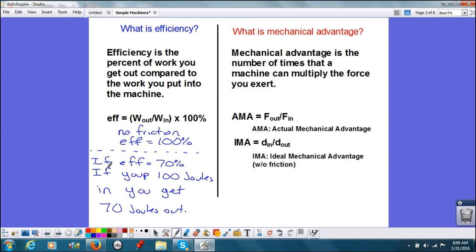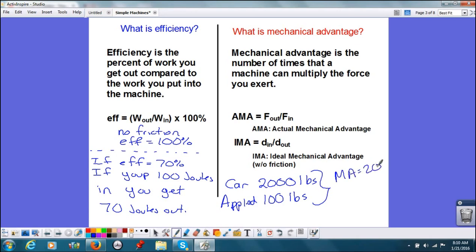Another thing we talk about is mechanical advantage. So what is mechanical advantage? Well, let's go back to the car and the jack example. Let's say that the car is 2,000 pounds. I can't lift that. But with my car jack, I can apply 100 pounds worth of force, because I can push down and apply 100 pounds. So what does that mean? If it's going to move up a little bit, that means that I'm getting 20 times more force. My mechanical advantage is equal to 20. I'm getting 20 times the force out that I put in.